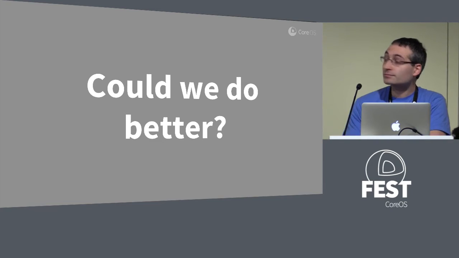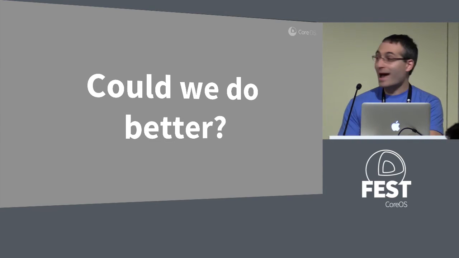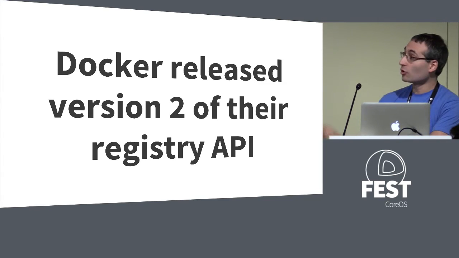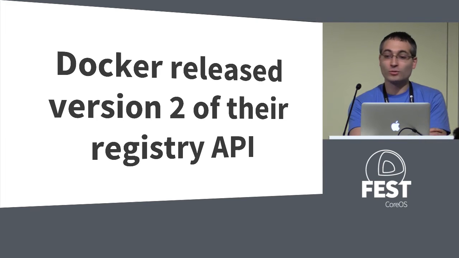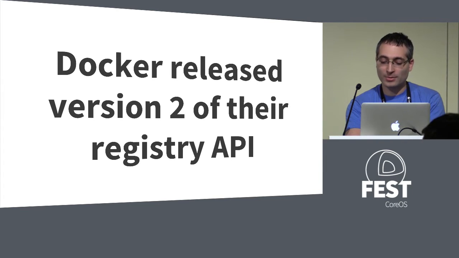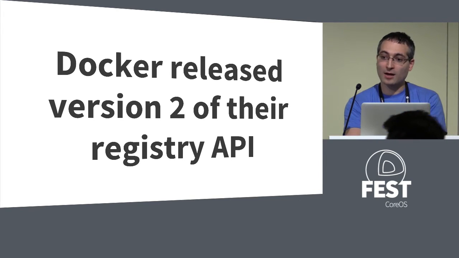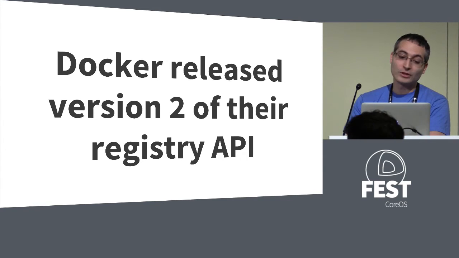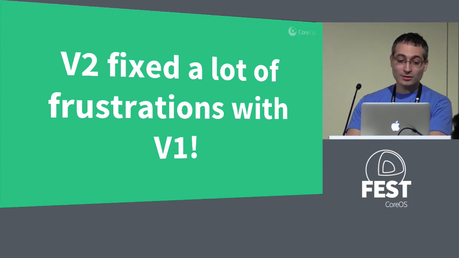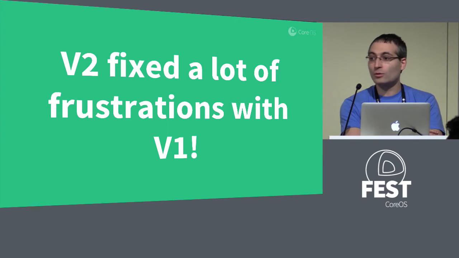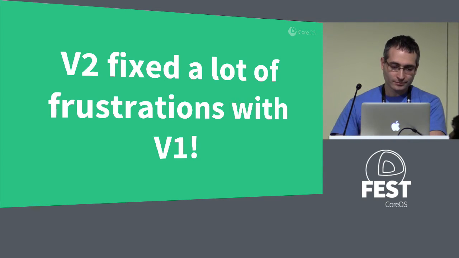So we thought to ourselves, could we do better? And so we started giving a lot of thought to this, and actually before we could even answer the question, Docker released version 2 of the registry API. So the previous counter that I showed was actually the version 1 API. That was the version of Docker's pull API that was used until Docker 1.6. Everyone who's using a modern version of Docker today against modern registries is actually using V2 or V2.2 of their API. And it actually fixed a lot of the frustrations that we found with V1. So we were very hopeful that V2 would help solve this problem for us.